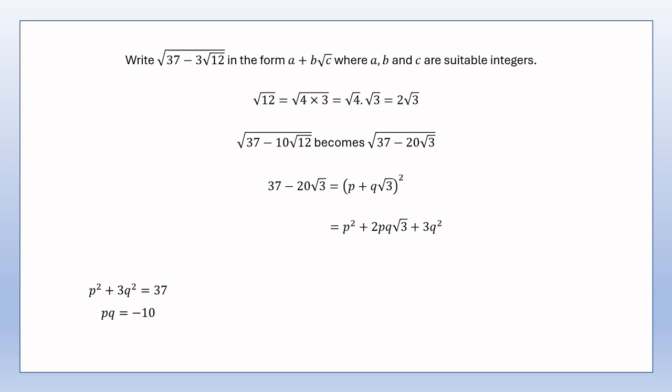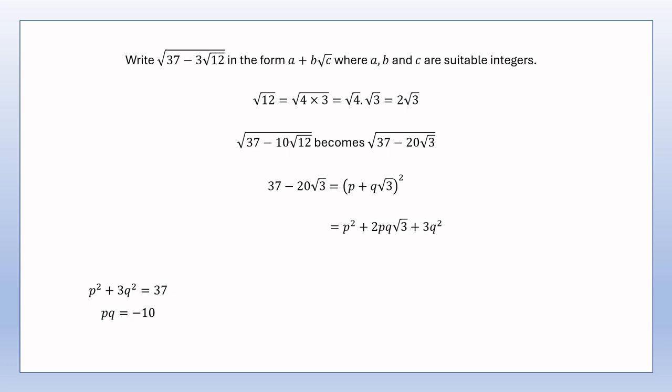Since we know that p and q are integers and p times q is equal to minus 10, then there are only a few options to try. There's the possibility that either p or q is equal to 10, but neither of these are going to work because if we look at the quadratic simultaneous equation, if p is equal to 10, we're going to get p squared is equal to 100, which is obviously greater than 37.